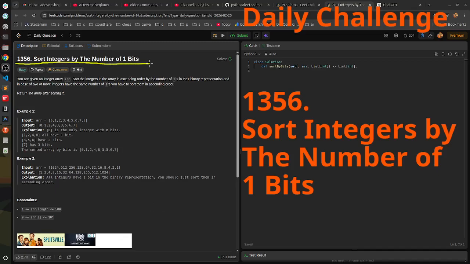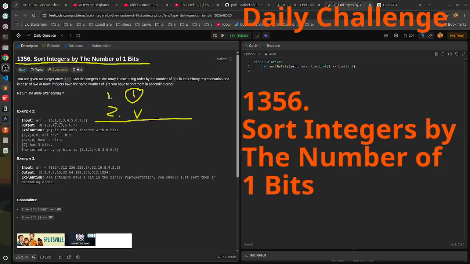Leetcode daily challenge. Question 1356. Sort integers by number of 1 bit. This question is asking us to sort this array in two conditions. The first one is we're gonna sort this array with the number of digit ones. The second condition is the value of this number itself.